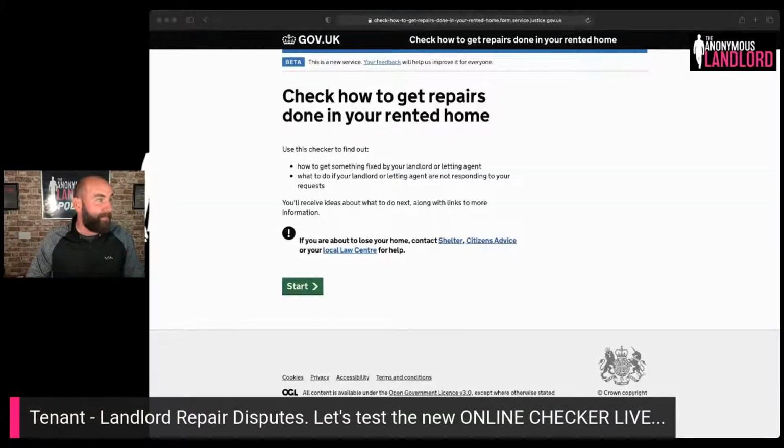This is on the government's website, by the way. I'm just going to preface this by saying I've not looked at this. I've just seen the link, clicked the link and checked it out, as far as you can see on my screen here. I'm going to go through it step by step live, with the end goal being for landlords to be able to see what tenants have access to. Bearing in mind your tenants are going to have access to this online checker, so it's worth you checking it out as well. Now, typical of governments, they don't make it easy to find.